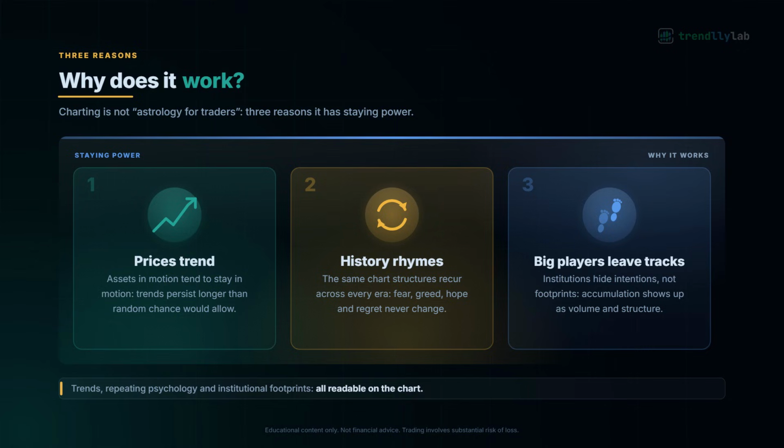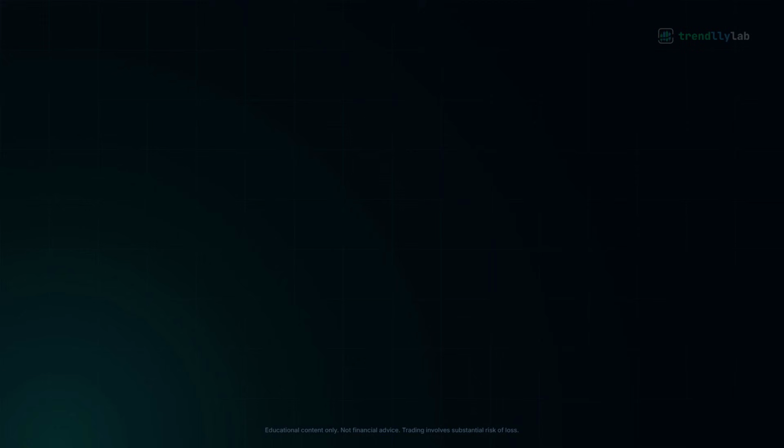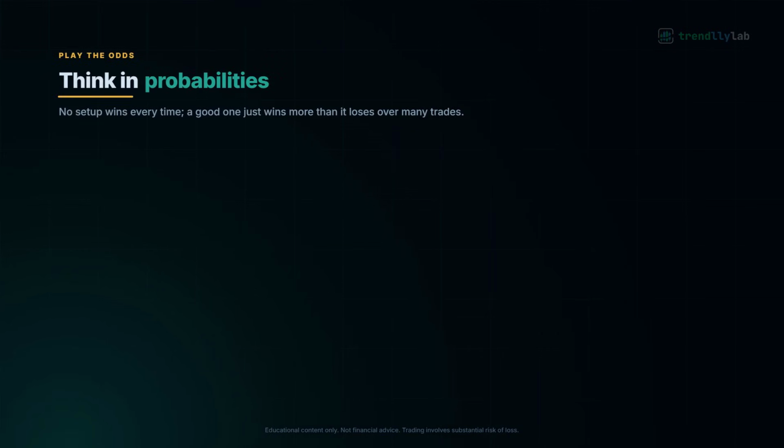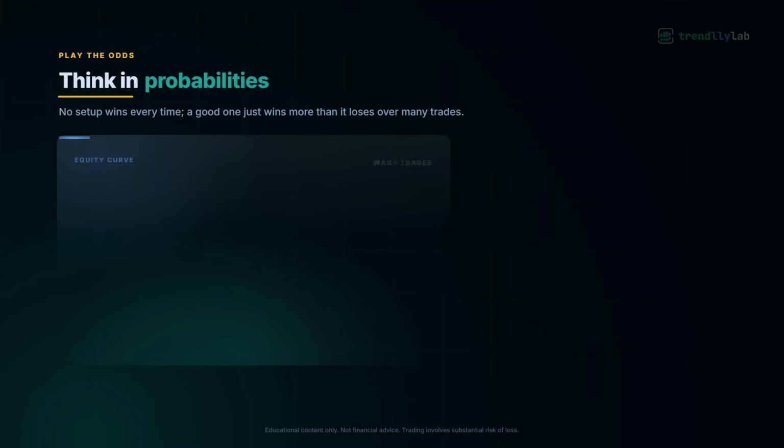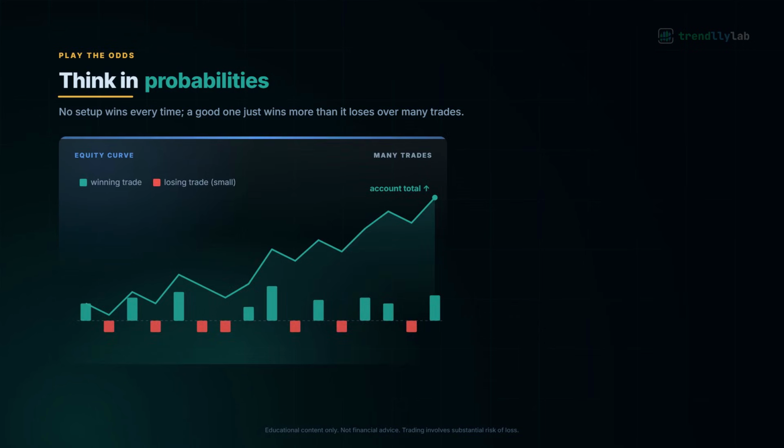Trends, repeating psychology, and institutional footprints. All of them readable on the chart. But there is one thing technical analysis is definitely not. Technical analysis is an art, not a science. No pattern, no indicator, and no setup works every time. Professionals think in probabilities. Look at the results over many trades. An equity curve. Winning trades, losing trades kept small, and the account total climbing.